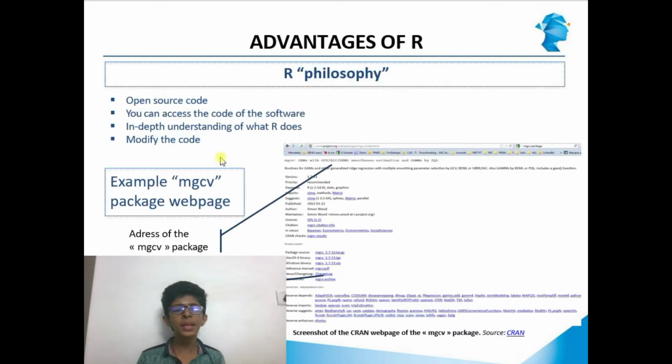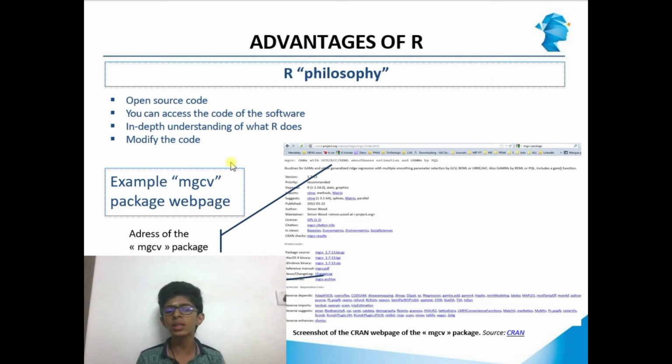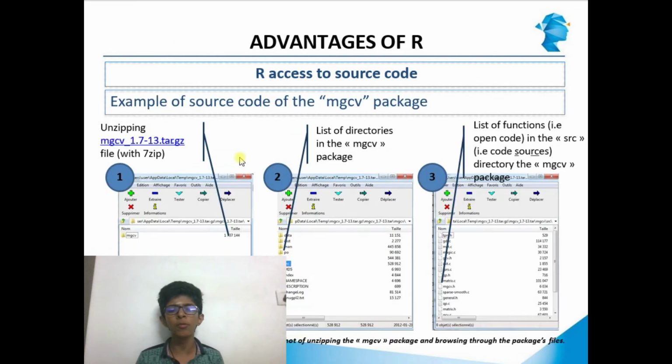Advantages of R. R has many specific advantages. As we are considering the R philosophy, it is open source code: you can access the code of the software, get an in-depth understanding of R, see what it does, and modify the code. An example is the mgcv package, and the address of the mgcv package is given in the picture displayed here, and you can just zoom in and learn it. Actually it will be good for you.